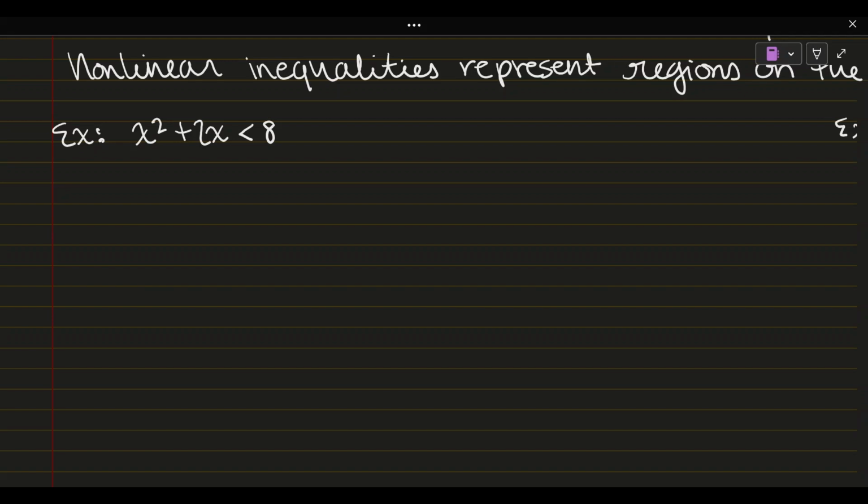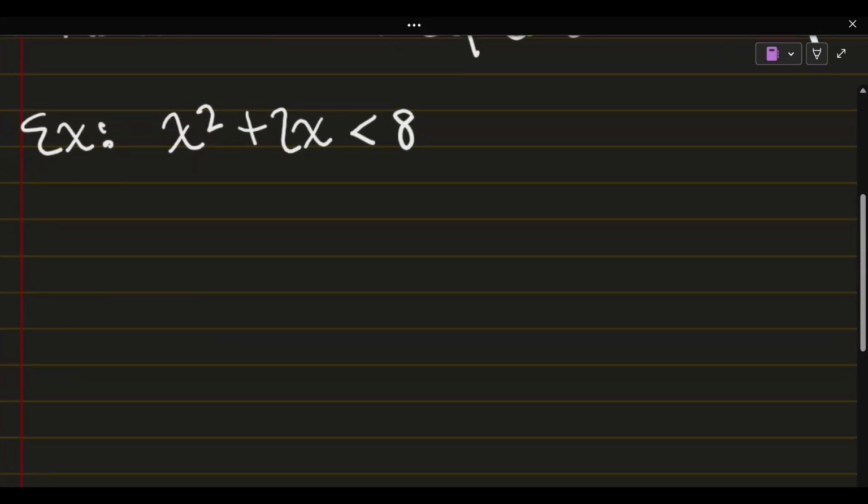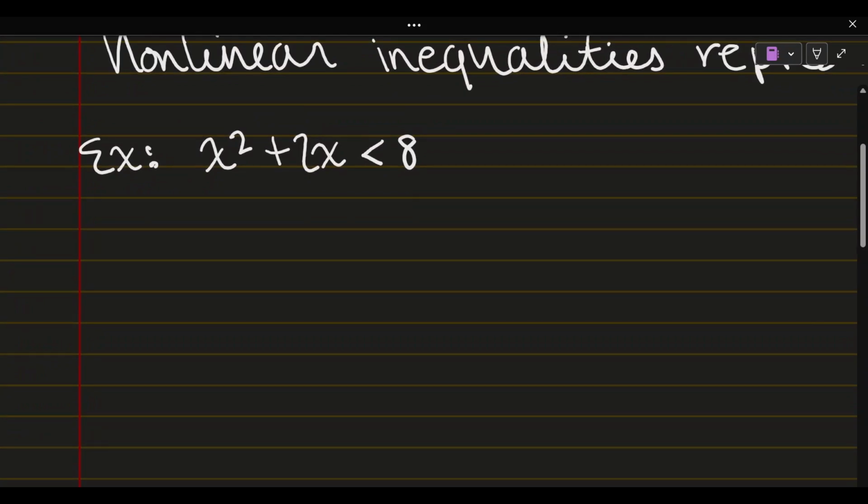So my options for solving a quadratic equation are factor, complete the square, or use the quadratic formula. And recall that we're trying to find the region that this corresponds to. So I'm going to go ahead and factor. This is what you should be doing, and we'll see why here in a second. So my goal is to get this inequality into a form that I can factor. So I'll subtract 8 from both sides to get x squared plus 2x minus 8 is less than 0.